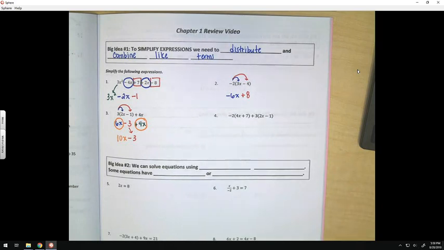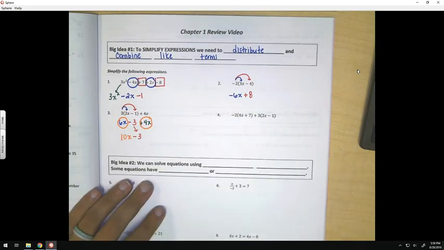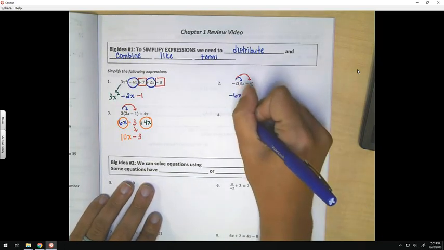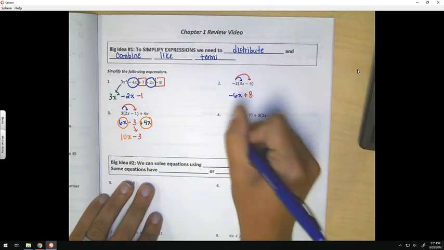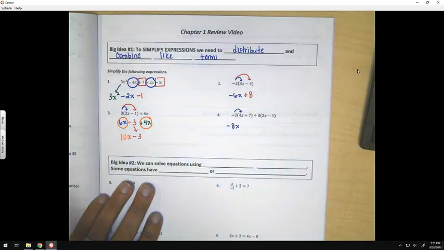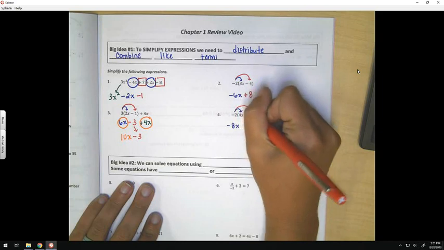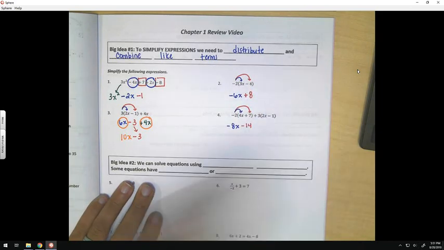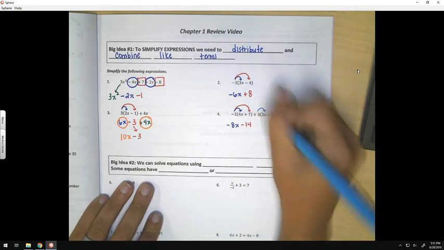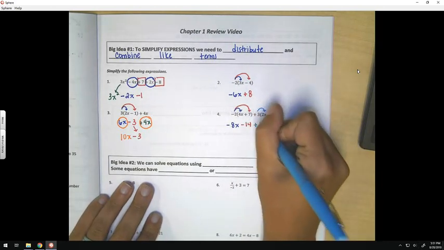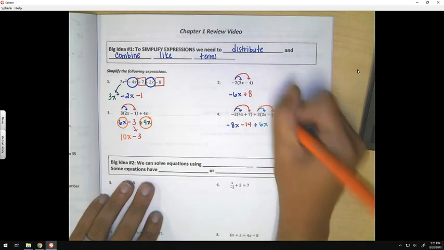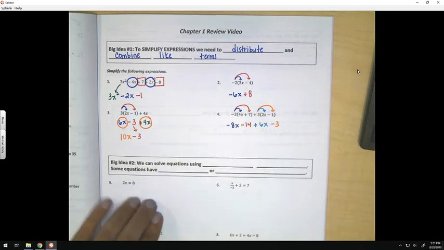For number 4, I'm going to just distribute the numbers that are outside the parentheses to the numbers that are inside. So I'm going to start with negative 2 times 4x, which is negative 8x. Then I'm going to do negative 2 times 7, which is negative 14. Next, I'm going to do 3 times 2x, which is positive 6x. And finally, I'm going to do 3 times negative 1, which is negative 3.